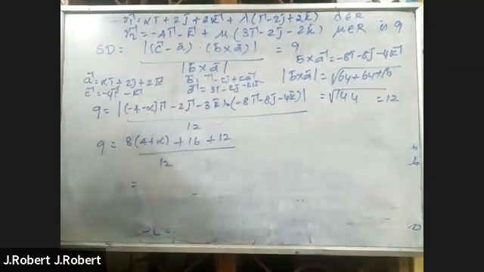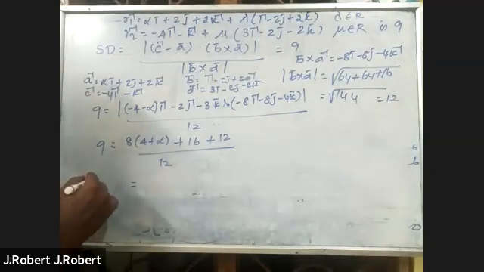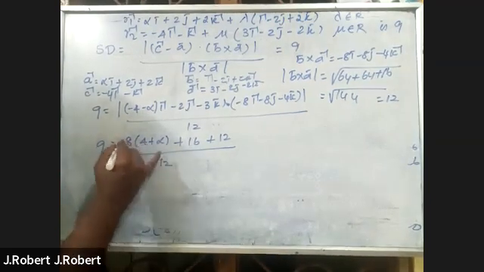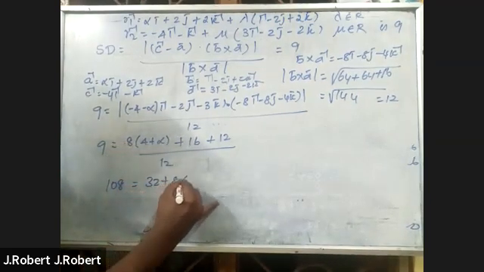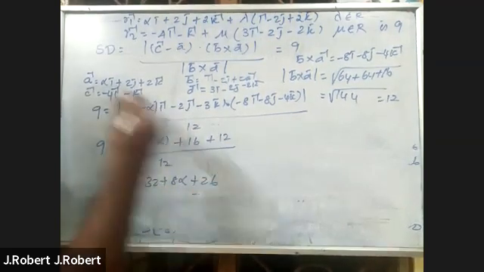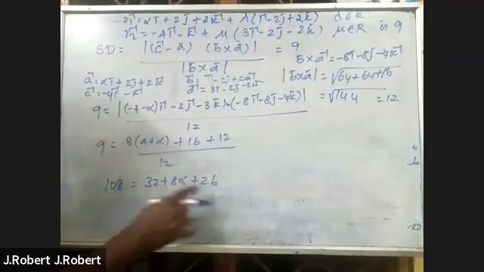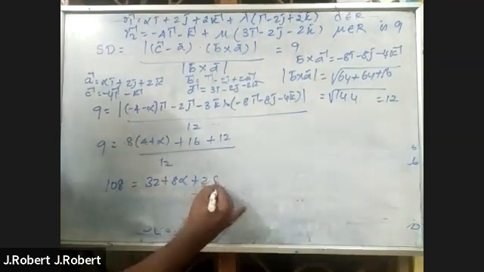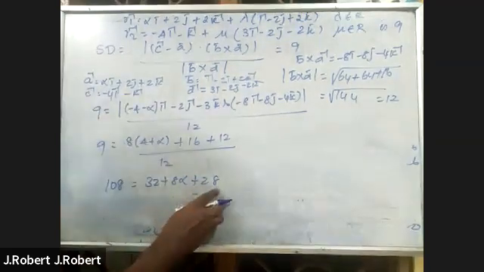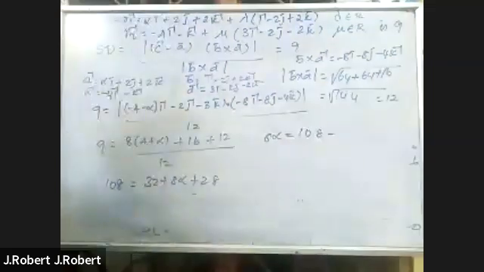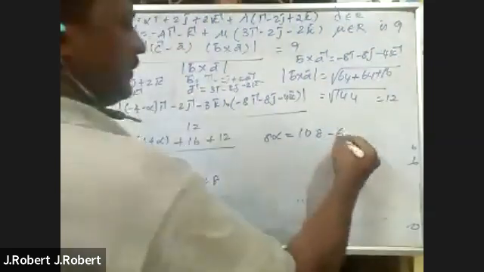12 nines are how much? Tell me quickly. 108, isn't it? 12 nines are 108. 8 fours are 32 plus 8 alpha. 16 plus 12 is 28. Therefore, we have 28, sorry. Which means that 28 plus 32 is 60. So, therefore, 8 alpha is equal to 108 minus 60.